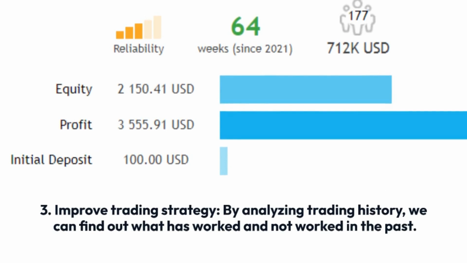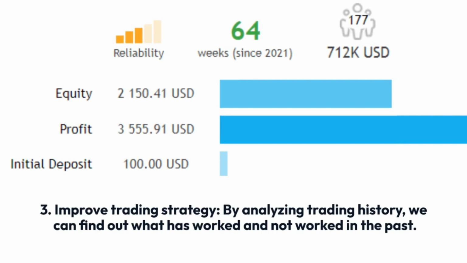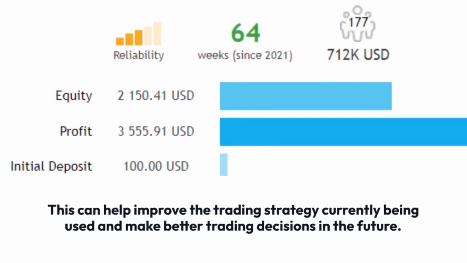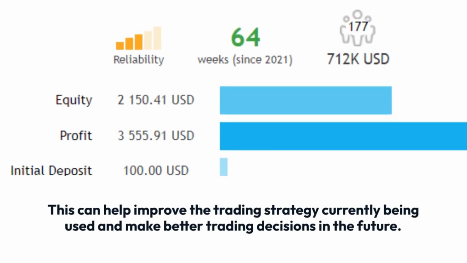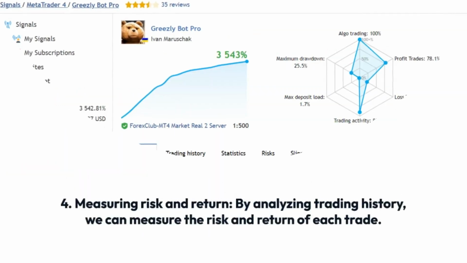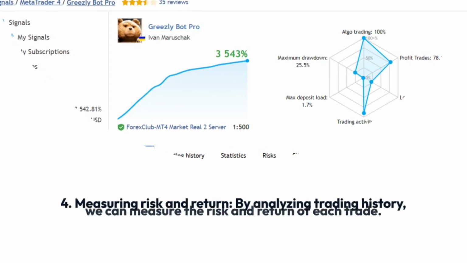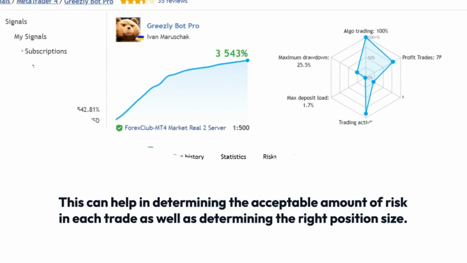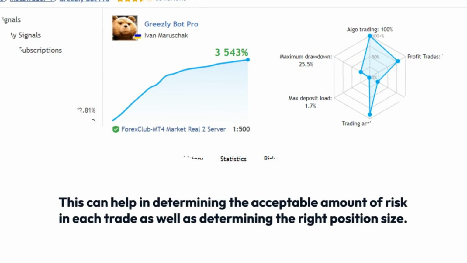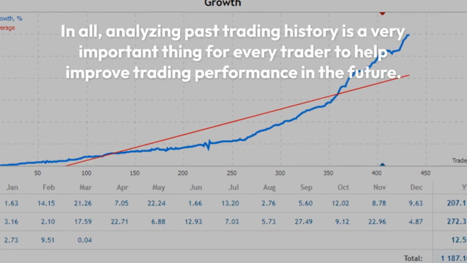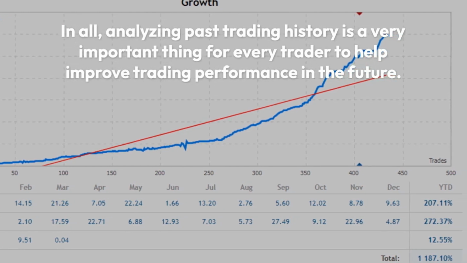3. Improve trading strategy. By analyzing trading history, we can find out what has worked and not worked in the past. This can help improve the trading strategy currently being used and make better trading decisions in the future. 4. Measuring risk and return. By analyzing trading history, we can measure the risk and return of each trade. This can help in determining the acceptable amount of risk in each trade as well as determining the right position size. In all, analyzing past trading history is a very important thing for every trader to help improve trading performance in the future.